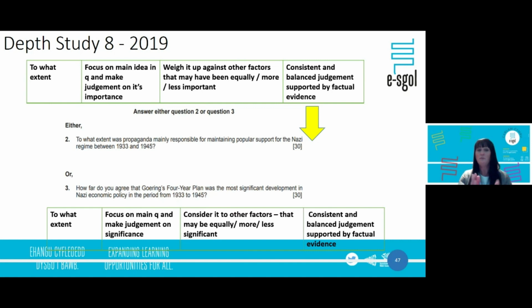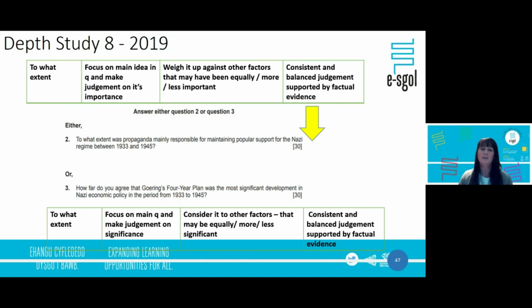So the timeframes on both of these questions actually cover the whole of the sort of year 13 timeframe, which is great. So you've got that wide open. But for this one, how far do you agree? You've got to give that judgment. Do you agree with it? How far? Goering's 4-year plan was the most significant development in the Nazi economic policy.